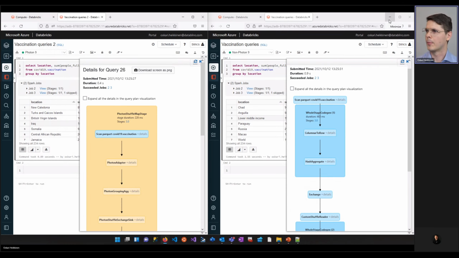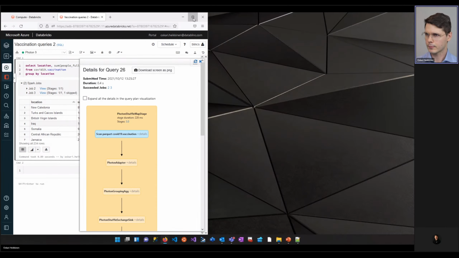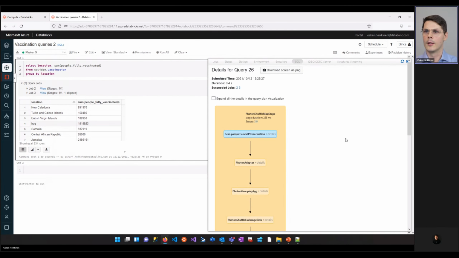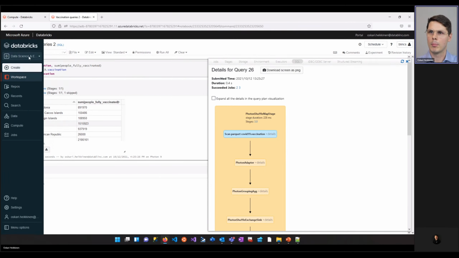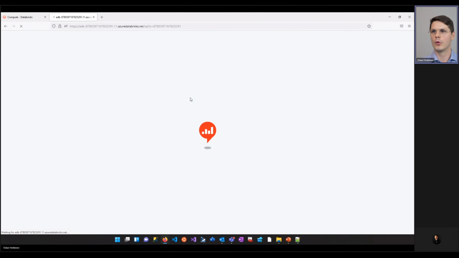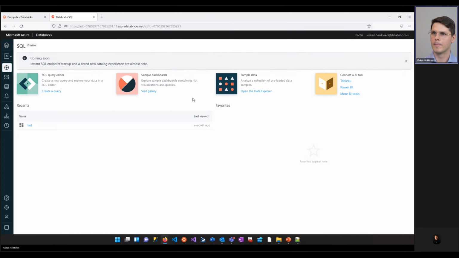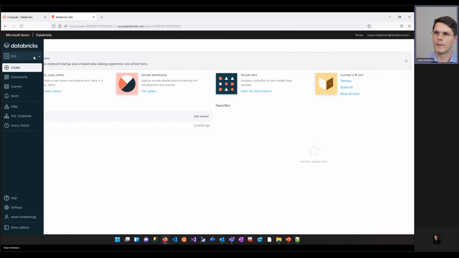So Databricks has definitely made significant improvements on the performance part. And then when it comes to SQL, they have introduced this new part of the workspace that you can find under here called SQL.